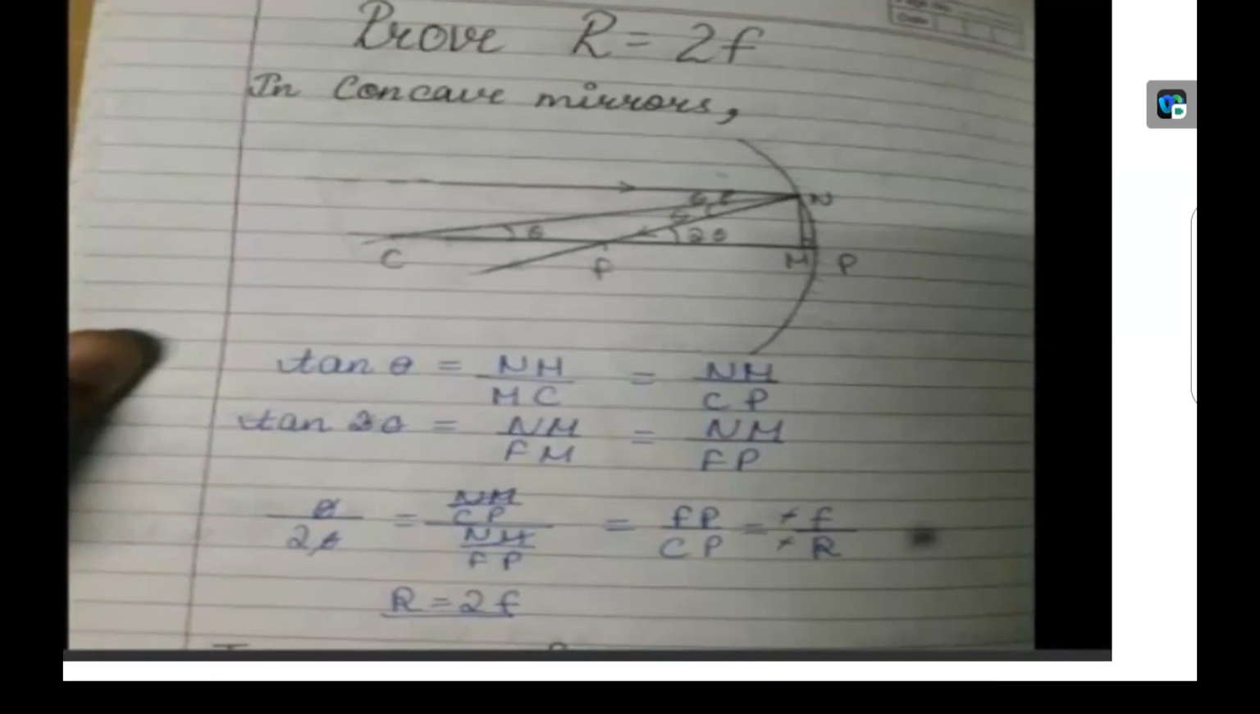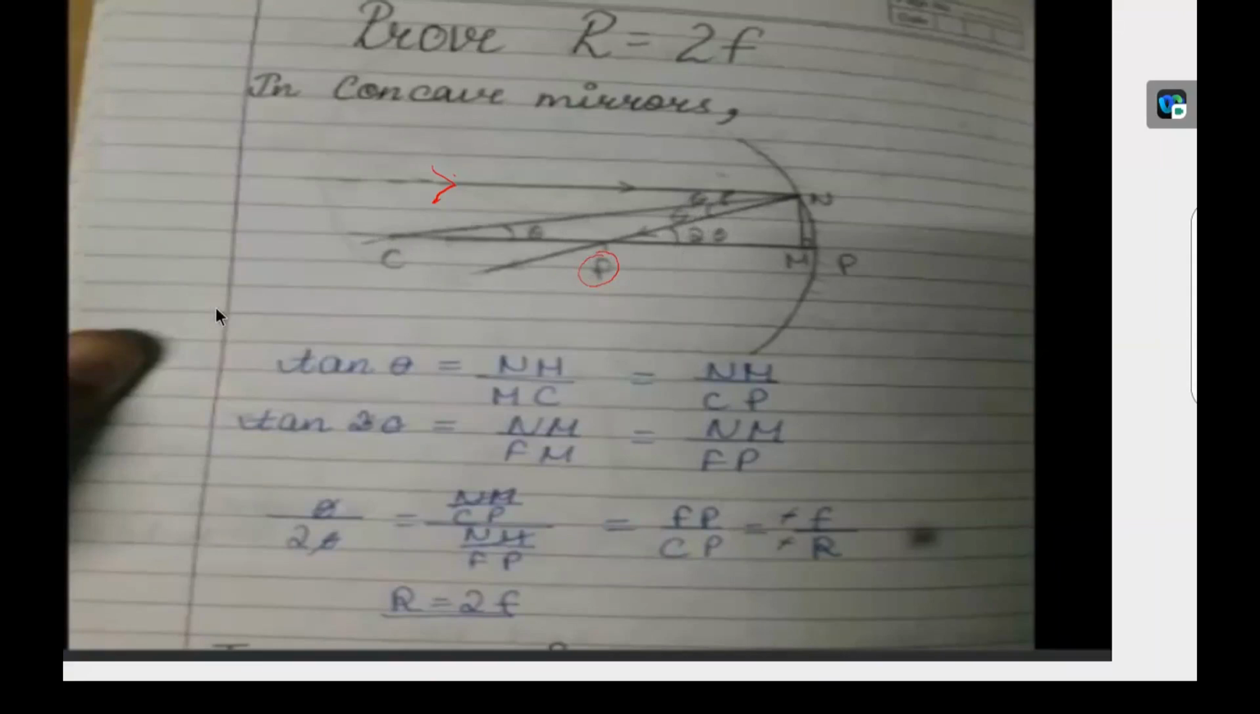Here we have drawn a concave mirror, in that same diagram which I had shown in the previous slide, the diagram drawn by hand. This is the parallel beam, which falls exactly at N, reflects, and passes through the focus of the mirror. Now from point C, the center of curvature, to the normal, we have drawn a perpendicular which divides the angle of incidence and angle of reflection equally. That we have taken as theta. This is the exterior angle, so the sum of the two interior angles, theta plus theta, gives 2 theta.